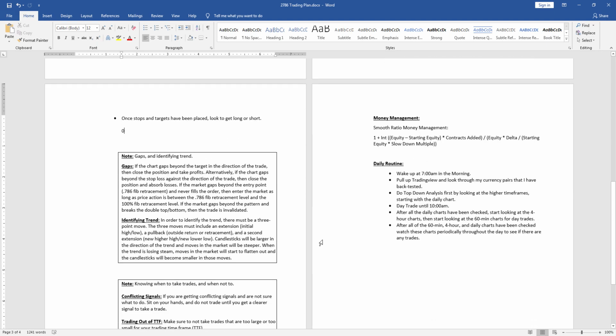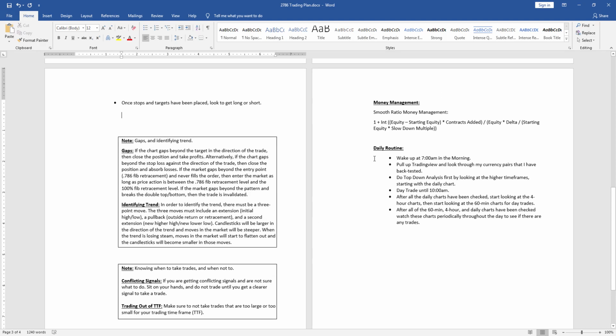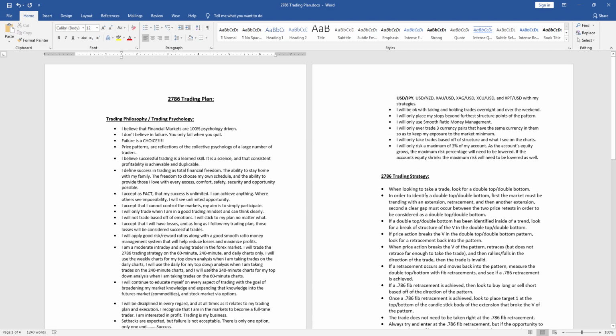Then you might actually want to get a bit more in depth and start defining things like, what is a gap, or how do I handle gaps, or what is a trend, how do I handle trends, what happens if I get conflicting signals, what happens if I'm trading out of my time frame, things of that nature, and what kind of money management technique am I going to use. Guys, these are all things that you want to include in your trading plan.